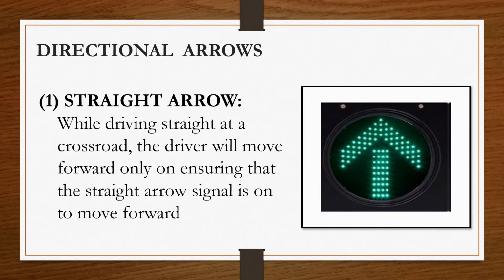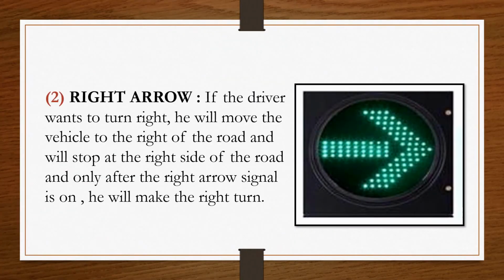Directional arrows. Students, let's learn these directional arrows one by one. Straight arrow. While driving straight at a crossroad, the driver will move forward only on ensuring that the straight arrow signal is on. Right arrow. If the driver wants to turn right, he will move the vehicle to the right side of the road and stop there, and only after the right arrow signal is on, he will make the right turn.